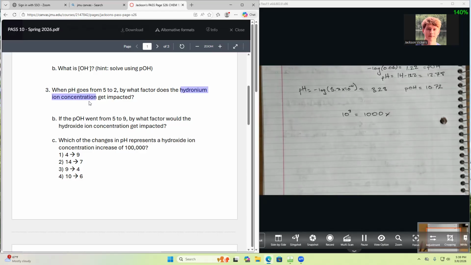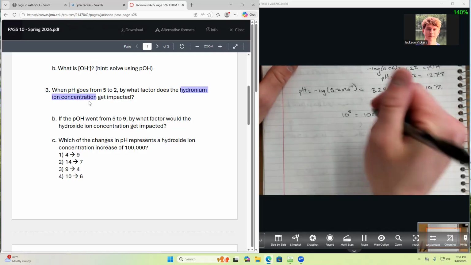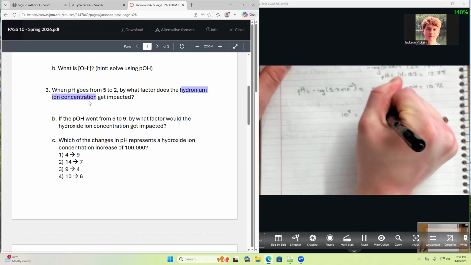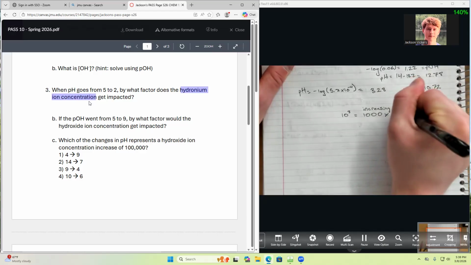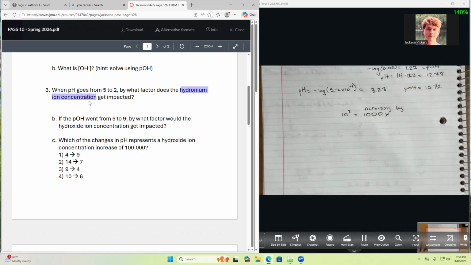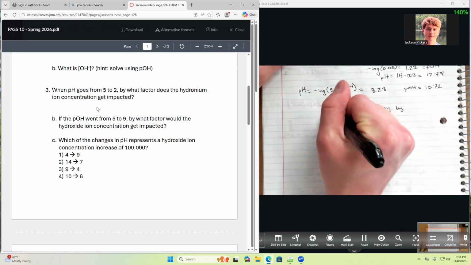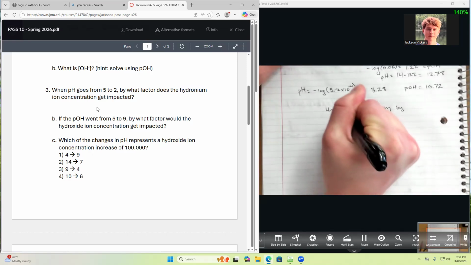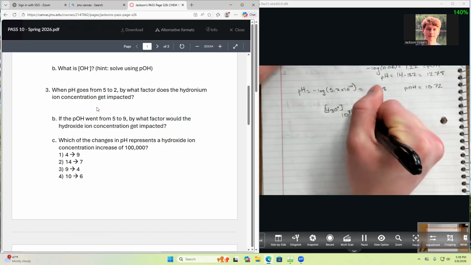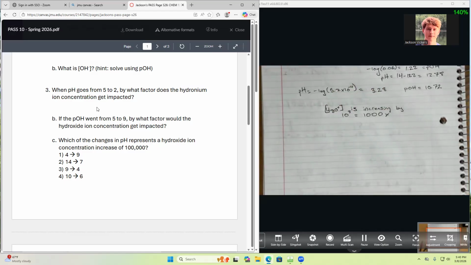Wow. In that case, it would be decreasing by a factor of 1,000. Instead of using negatives, I would say it's better to say, and I'll write this, increasing by a factor of 1,000. Again, I'll be even more specific with the writing: the hydronium ion concentration, the H3O+, is increasing by a factor of 1,000.